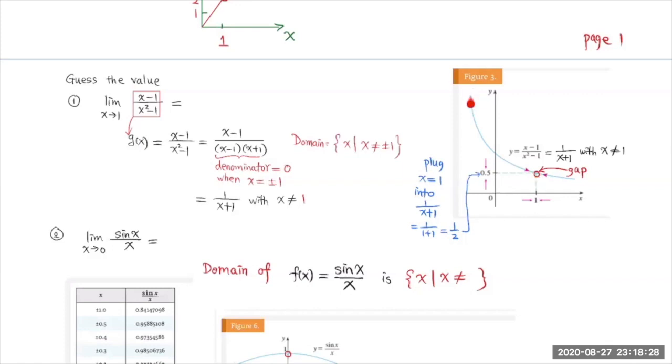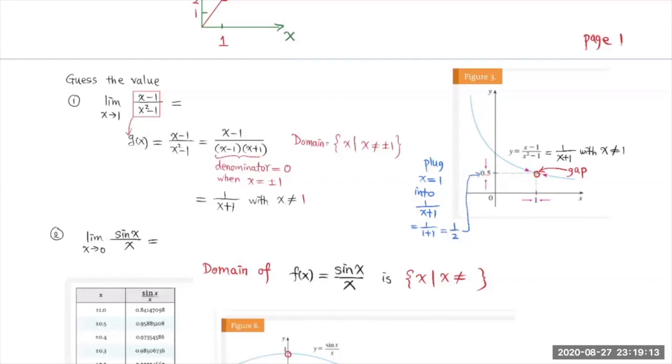So now if you take a look at the graph right here, what happened when x approaching 1 from the left side? Well, along the curve, you see the function value is closer to 0.5. Now, how did this 0.5 come from? Suppose you don't have a graphing calculator. You can plug in x equal to 1 into this function. When x equals 1, you have 1 over 1 plus 1, so that is equal to 1/2, which is 0.5.